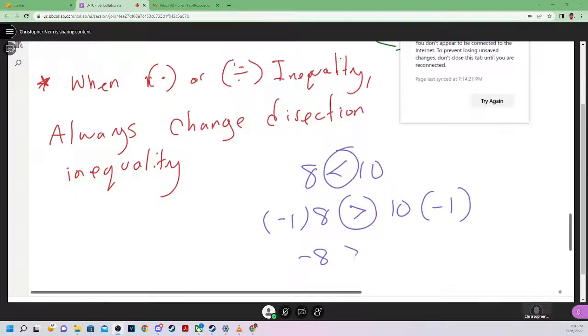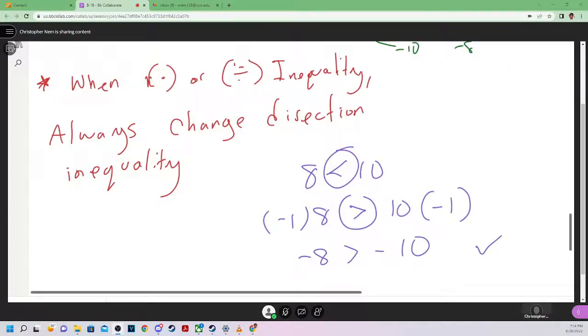Now it should hold. So I have -8 is greater than -10. And this does check out. So yep, it works out now. That's something very important. You will need to know that.